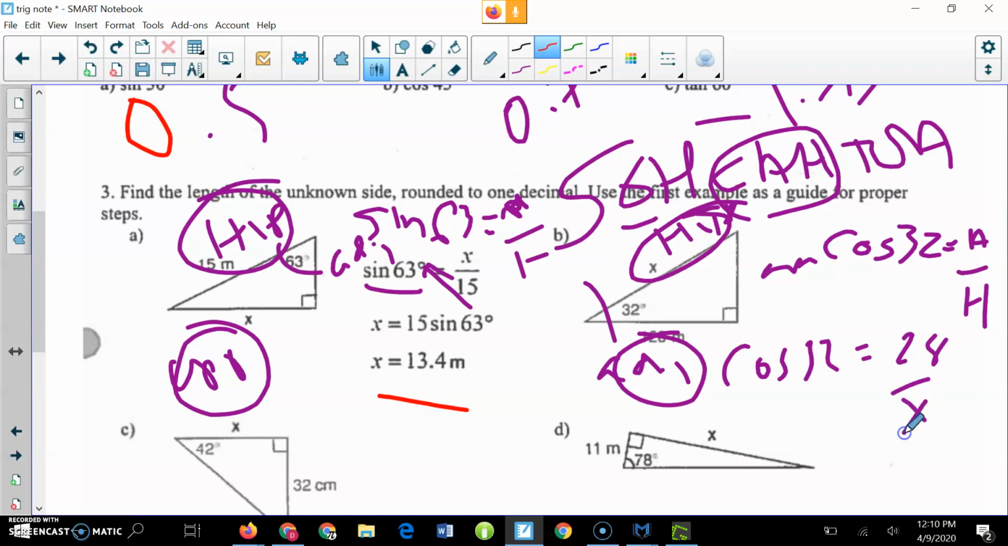Now this one's going to be a little different than the one over here. If I go back here, I had sine, but that's not the big difference. The big difference was the x here is on top and here it's on the bottom. If it's on top, you just take this guy and bring him up. If it's on the bottom though, you've got to swap these out. So that goes there, and then I have 28 divided by cos 32.